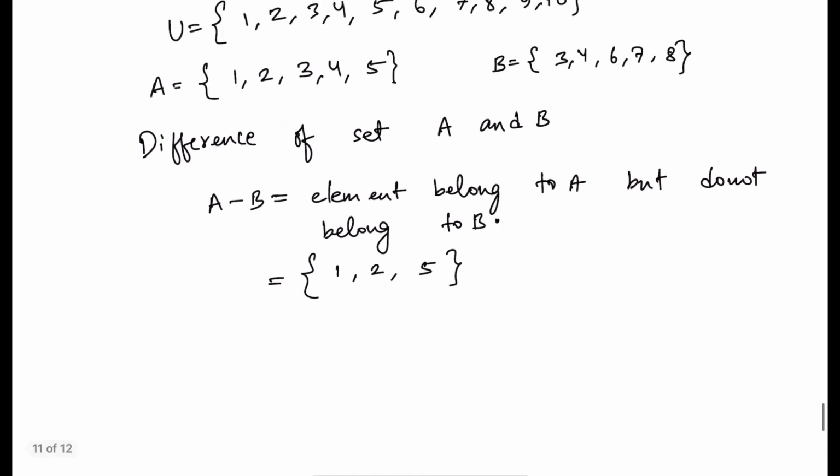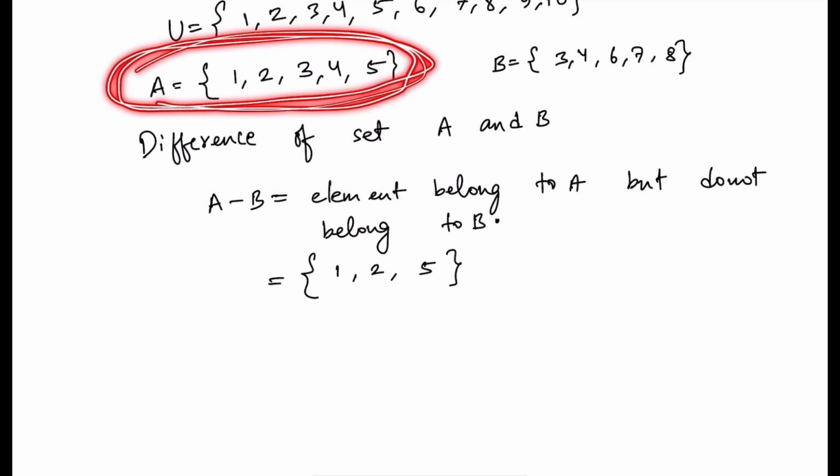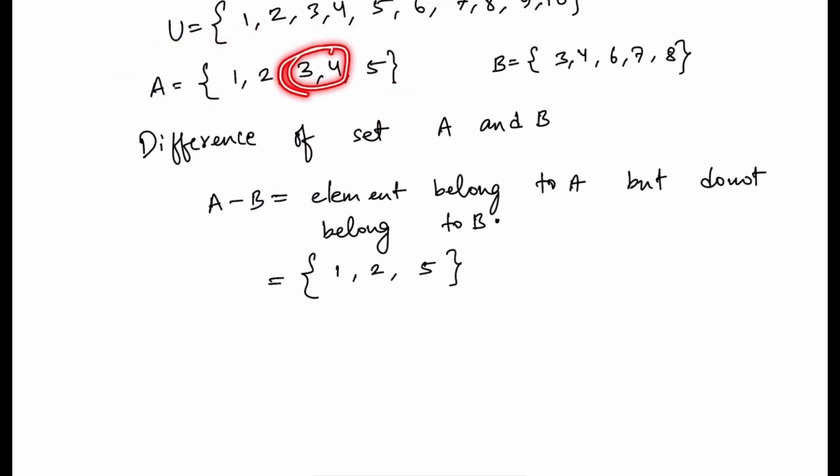What are these elements? These are the elements that belong to only A, not B. Originally A has 5 elements, 1, 2, 3, 4, 5, but among them 3 and 4 are already in set B. That means 3 and 4 belong to B also. So we have to remove 3 and 4. Basically from set A we remove the elements that also belong to B, and the remaining elements will be A minus B. This is the meaning of A minus B.